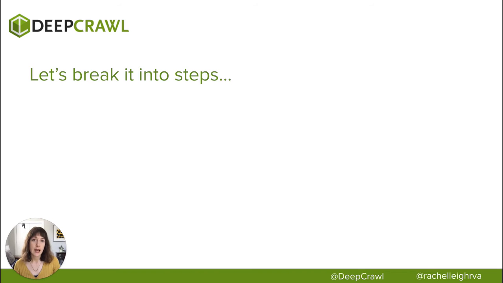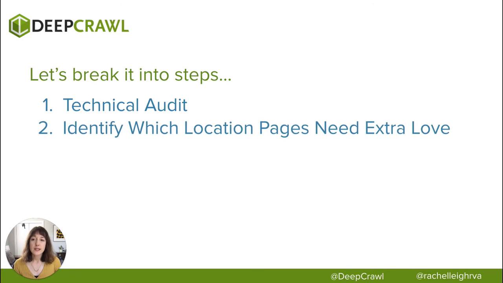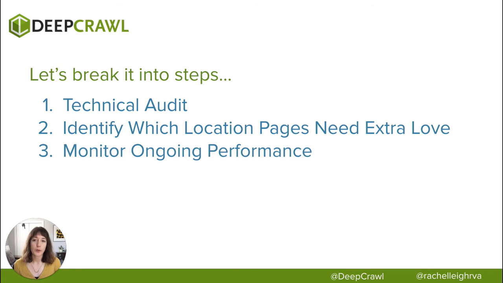Well, I break it into steps. Step 1 is a technical audit that I use to identify technical issues on location pages. I'm going to outline some common technical issues that I see on enterprise location pages in this presentation. Then step 2 is identifying which location pages need some extra love. So I want to maximize the value of my additional time and resources by focusing on pages that need that extra push. And for this, I'm going to use Census Bureau data, and I'm really excited to share how I did this. And then finally, I want to monitor ongoing performance to make sure that my technical fixes are actually fixing things and that my marketing dollars are actually working.